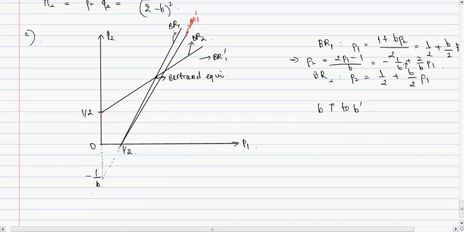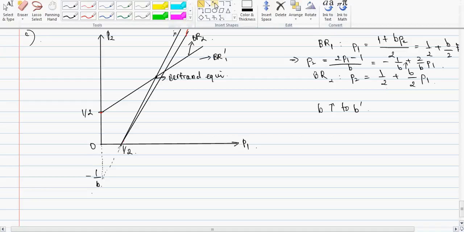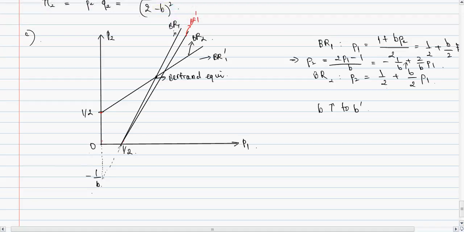Okay, like I said before, the best response function for firm 2 is starting at the same vertical intercept but going to be a bit steeper than the original best response function for firm 2 because the slope is now bigger. So I'll draw something starting from the same vertical intercept, but it's going to be a bit steeper than the old one. So this one here is the new best response function for firm 2.